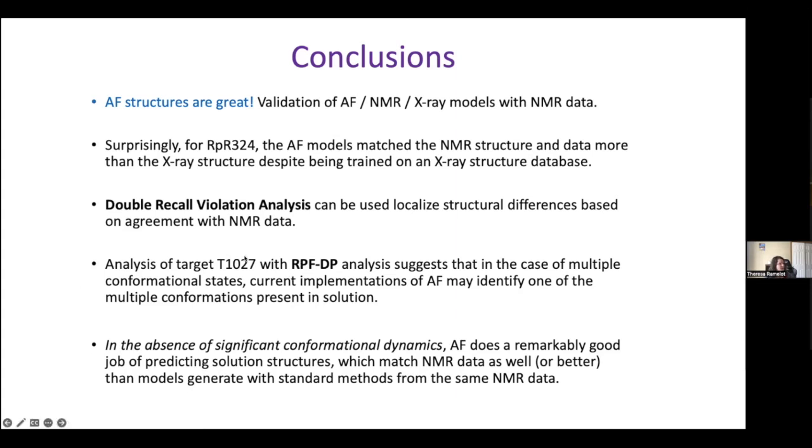We also found that in the case of a target where the NMR line widths and the heteronuclear NOE data suggested a lot of dynamics for this protein, in the case of multiple conformational states, AlphaFold may be useful for identifying some of the multiple conformations present in solution. And AlphaFold really did a great job of predicting structures in the case where there wasn't any conformational dynamics. So that was our conclusion.